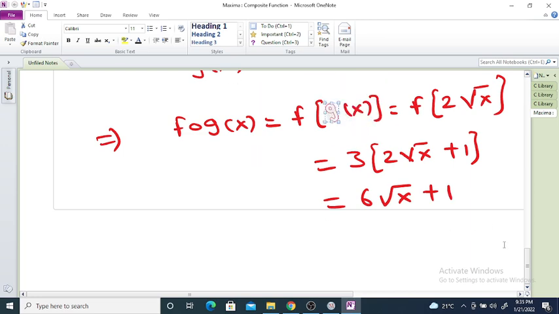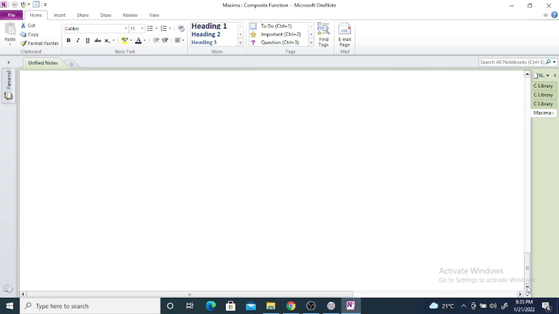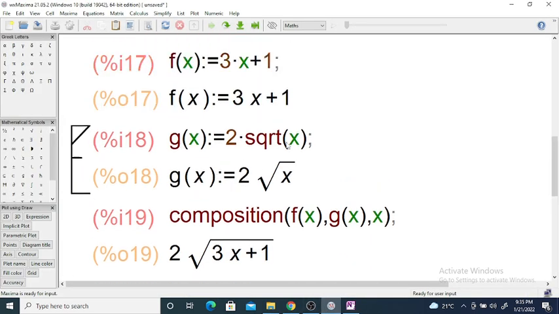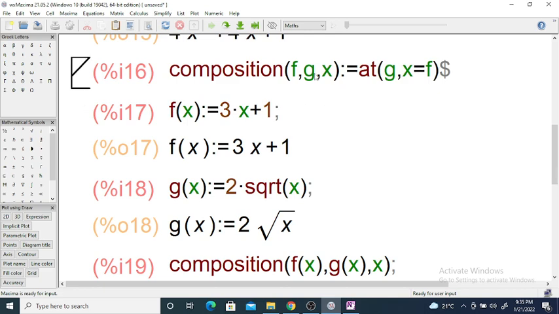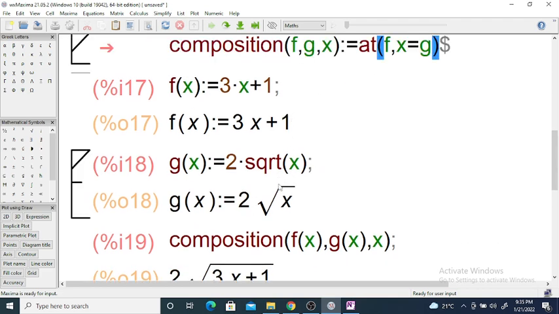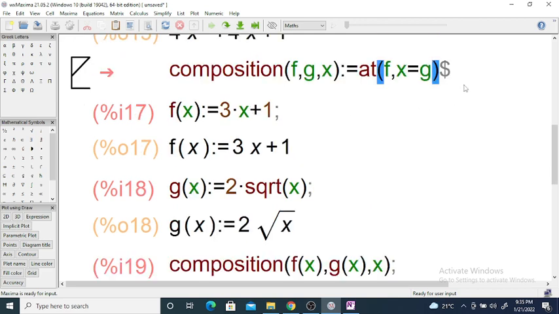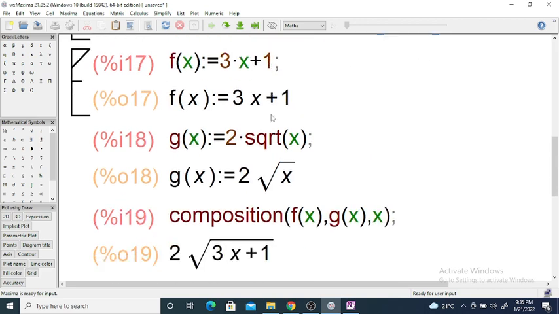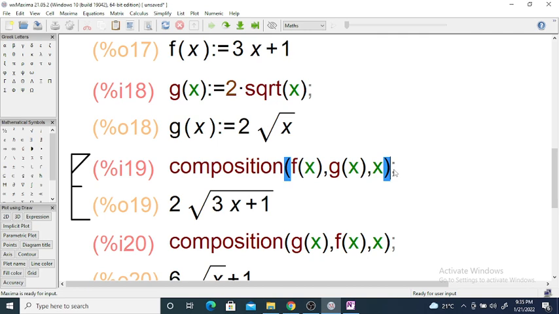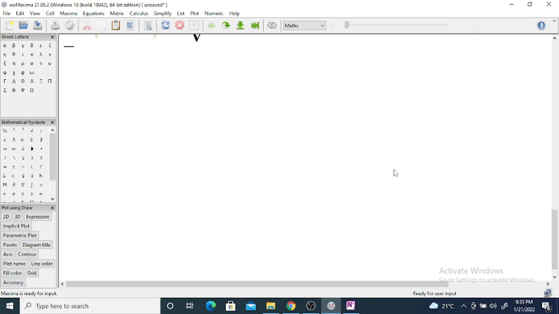So this is what f of g of x. Take one more example. Say f of x is equal to... you can change here the user defined function composition of f, g of x. In place of f, if you write say x is equal to g, then here you will get the composition of f of g of x. You get different values here.